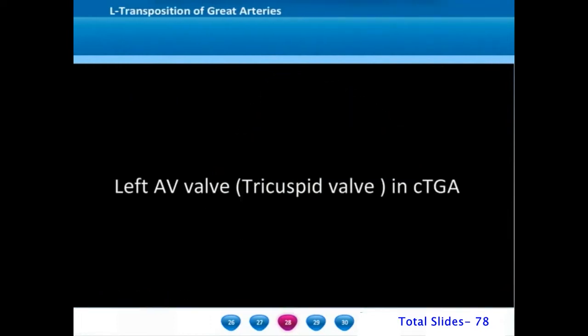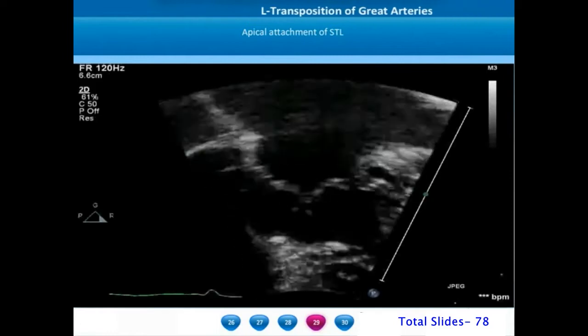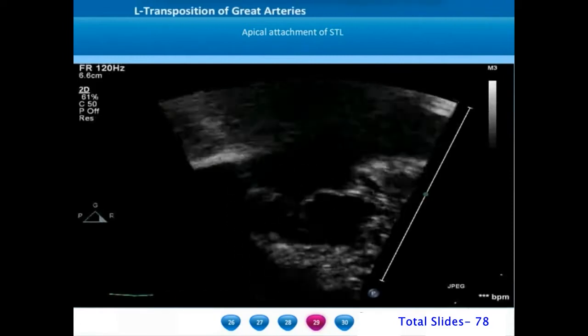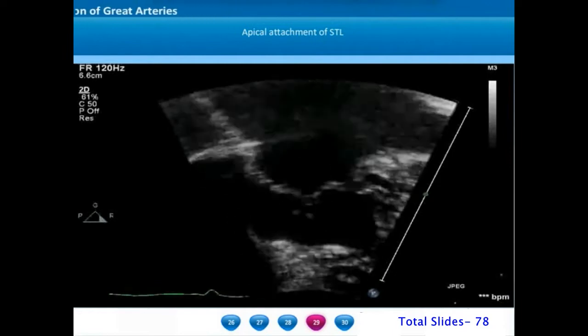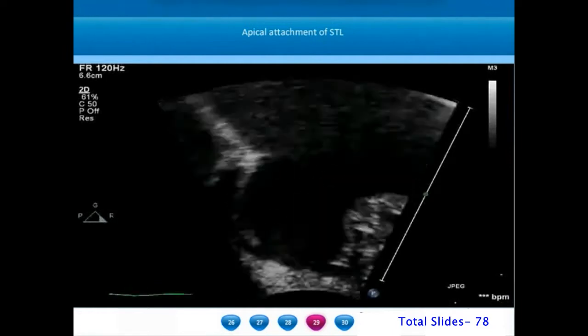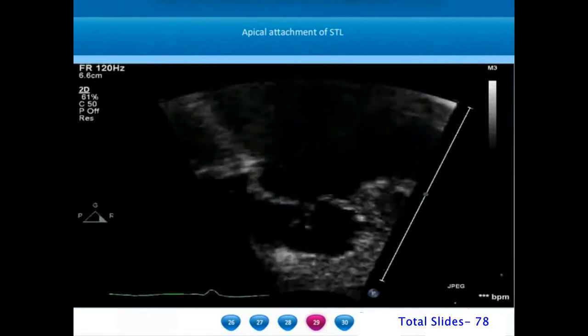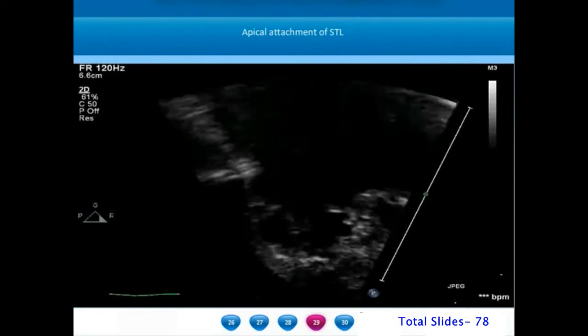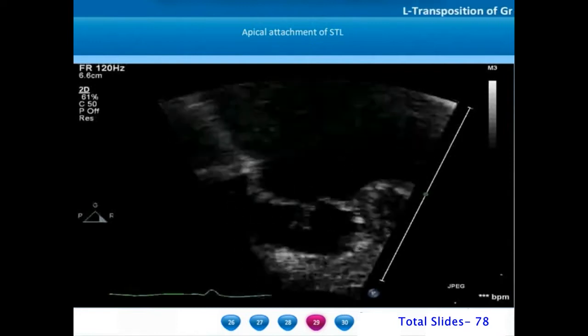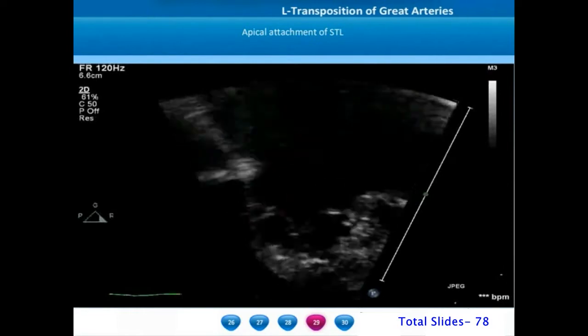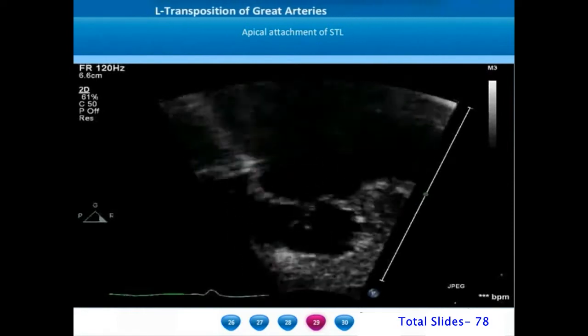The left atrioventricular valve, which is the systemic atrioventricular valve, is tricuspid and is associated with large variations in corrected transposition of great arteries. The systemic atrioventricular valve is appreciated as a tricuspid valve by its apical attachment compared to the mitral valve. There is an atrioventricular valve attachment offset with more basal placement of the mitral valve and more apical placement of the septal tricuspid leaflet.